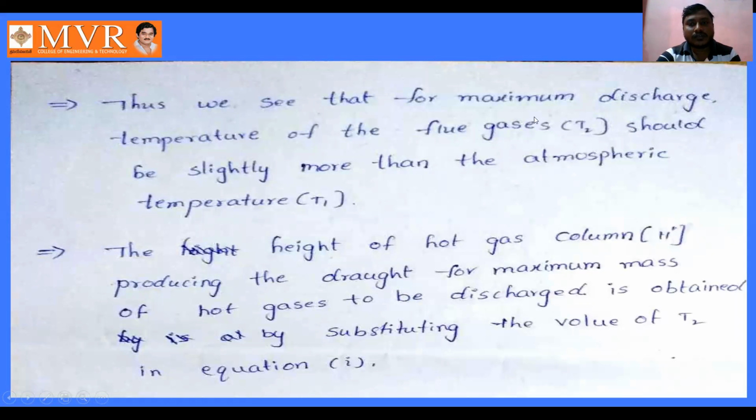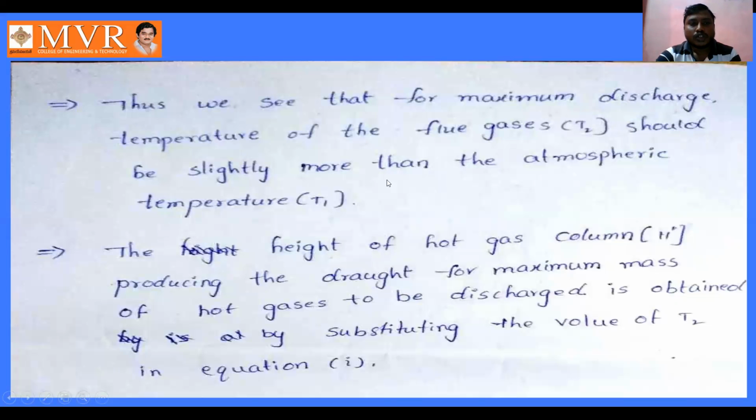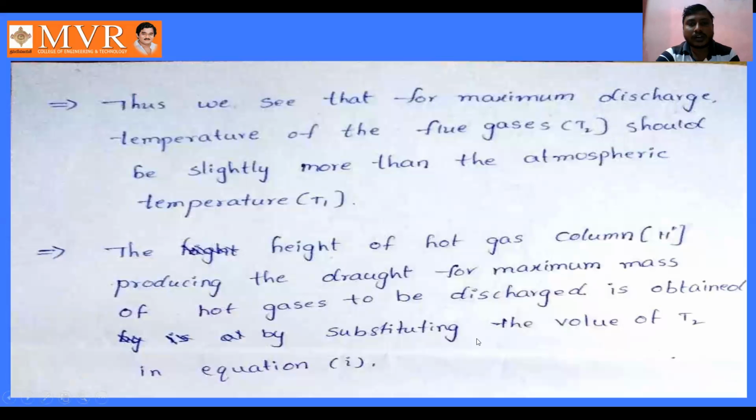Thus we see that for maximum discharge, the temperature of the flue gas T2 should be slightly more than the atmospheric temperature. Means the T2 value which we have got here should be slightly more than the atmospheric temperature T1. That is, the T2 flue gas temperature inside the chimney should be more than the atmospheric temperature T1. We can observe here that the T2 value is 2 times greater than the outside atmospheric temperature.